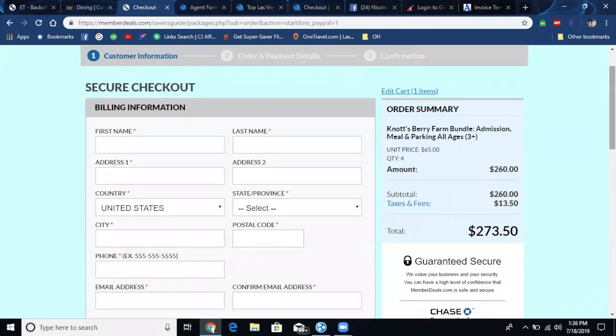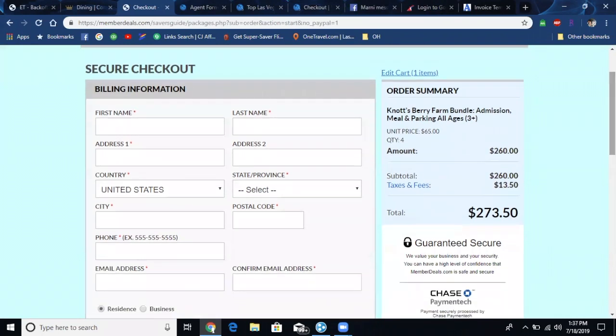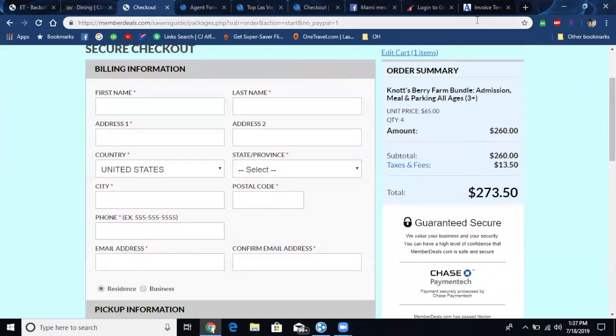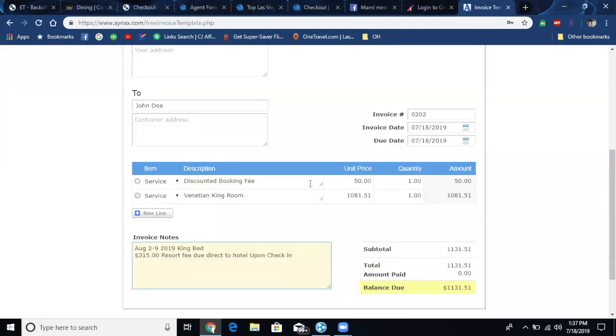So right now we have $273, which I already know is about $350 to $360 if I were to do this at the normal price at the gate. So with $273, I could add $25 to this. So what I would do is go over here to my invoice, same way, $50. We have discounted booking fee. The service is the Knott's Berry Farm. And then we're going to put the price, whatever it is, $285, let's just say that's what it is. And then voila, you got $335.